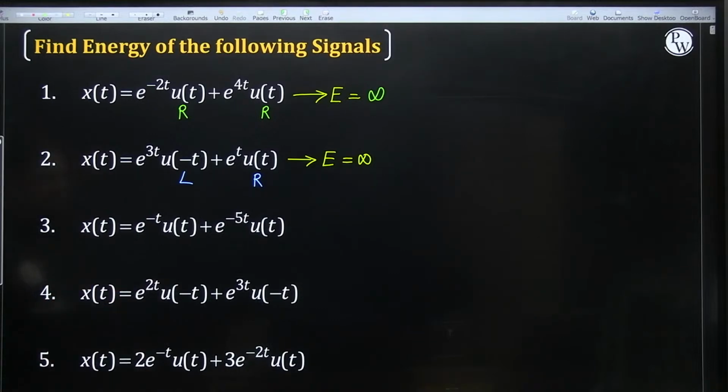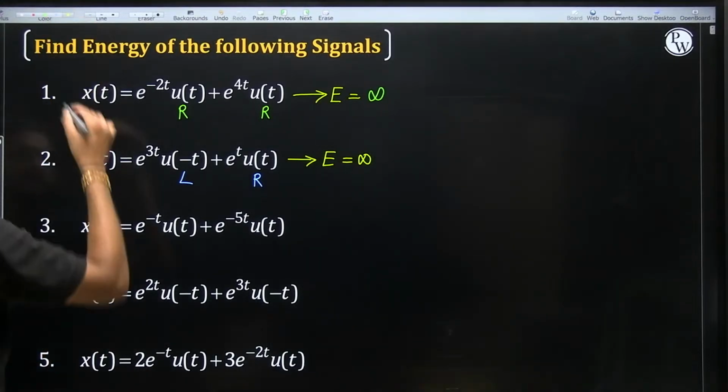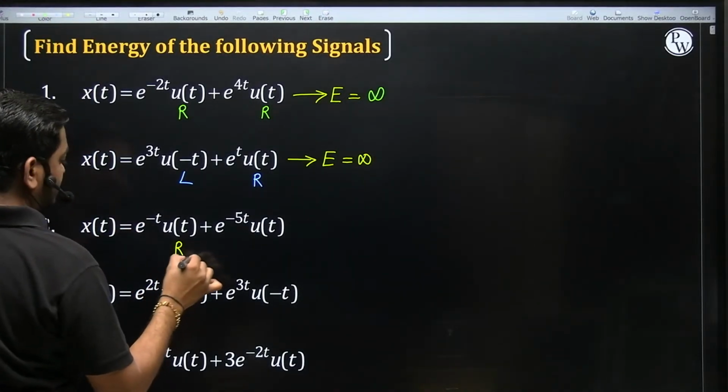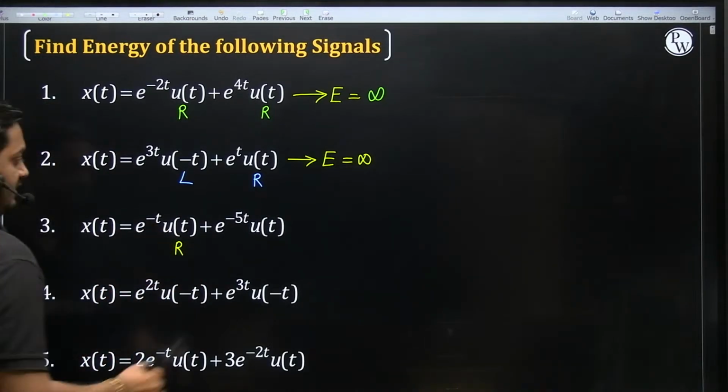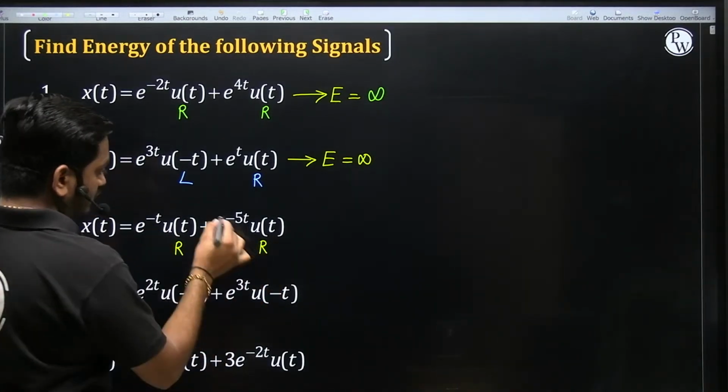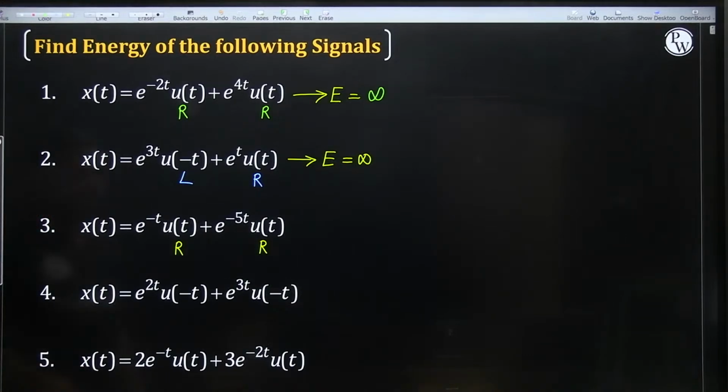Now next one, guys. Here you can see this is a right sided signal, opposite sign, right sided decreasing. This is also a right sided signal, opposite sign, so right sided decreasing function. So both decreasing. Now in this case we will get finite energy.